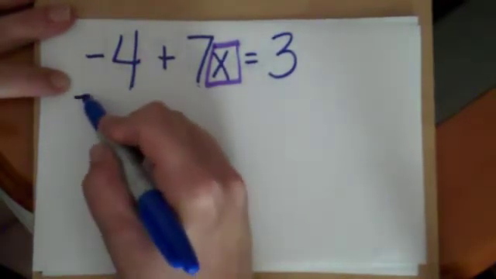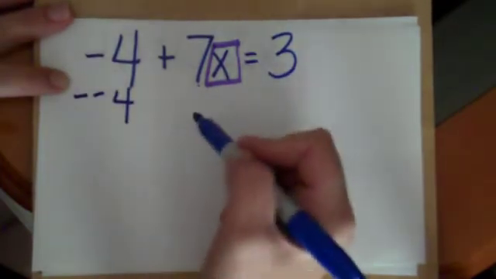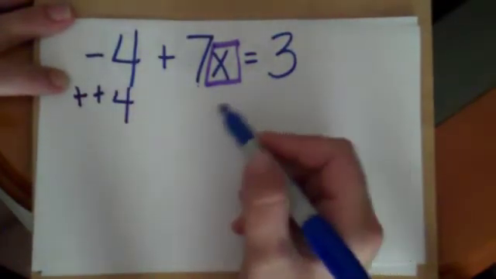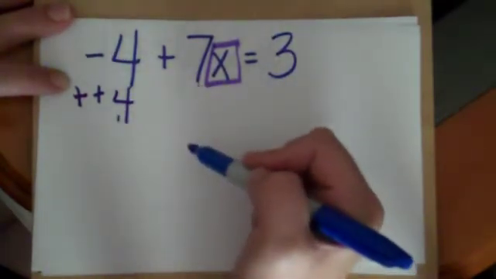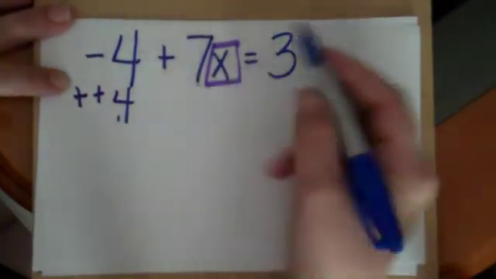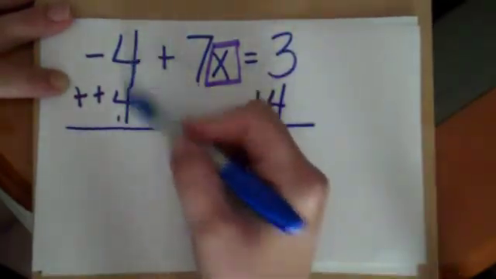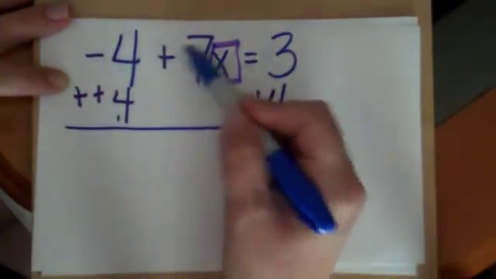But remember, it's minus negative 4. What is minus a negative? Well, that's add. So technically, we could say adding 4 gets rid of it. And it does. But if we do it to one side, we got to do it to the other. Why does adding 4 get rid of that negative 4 when it's being added to x?